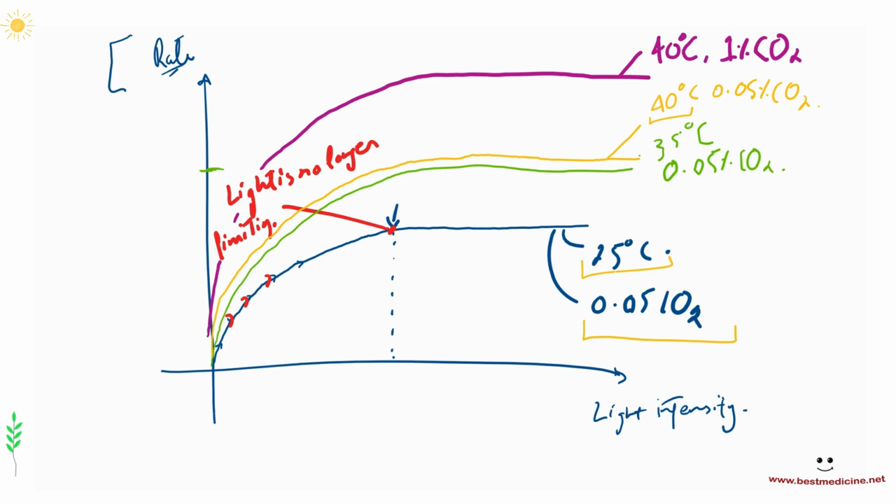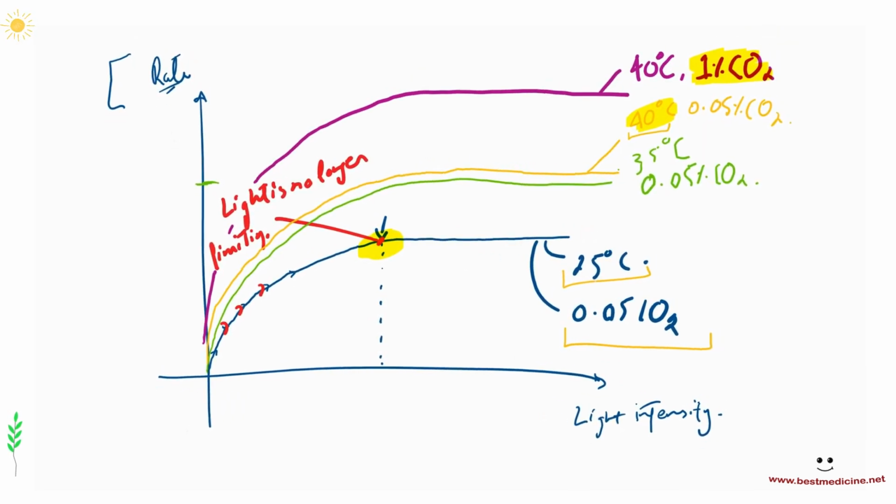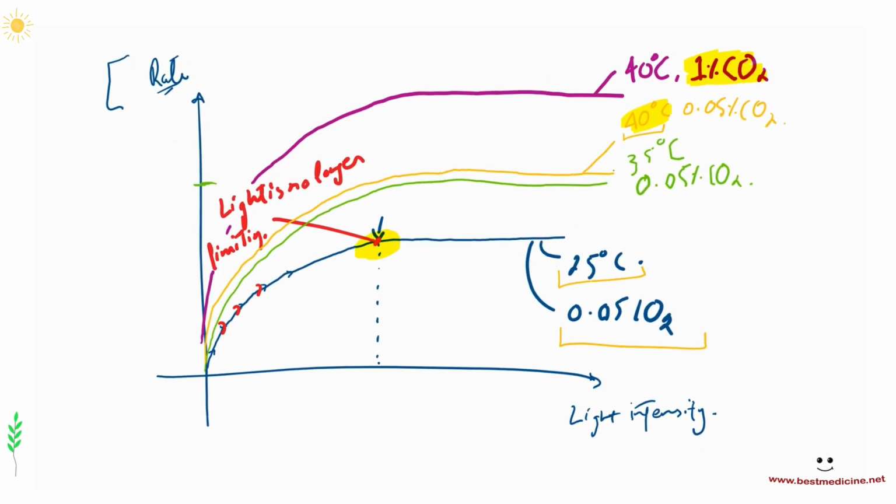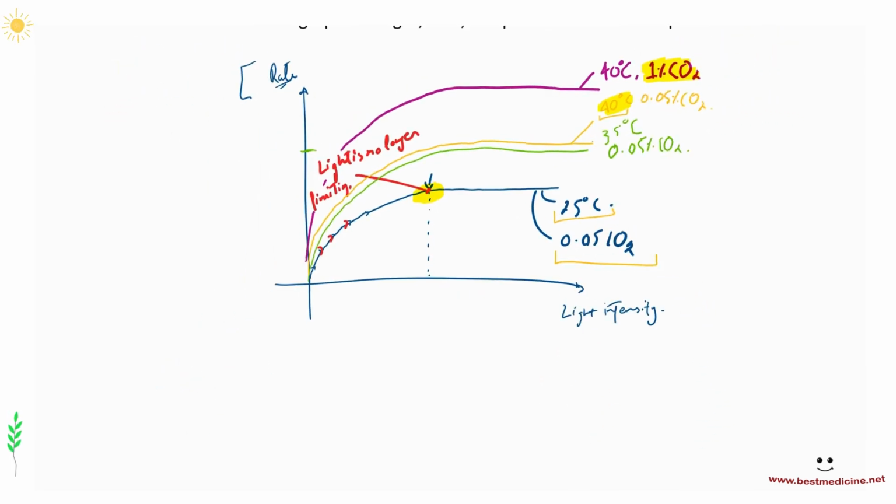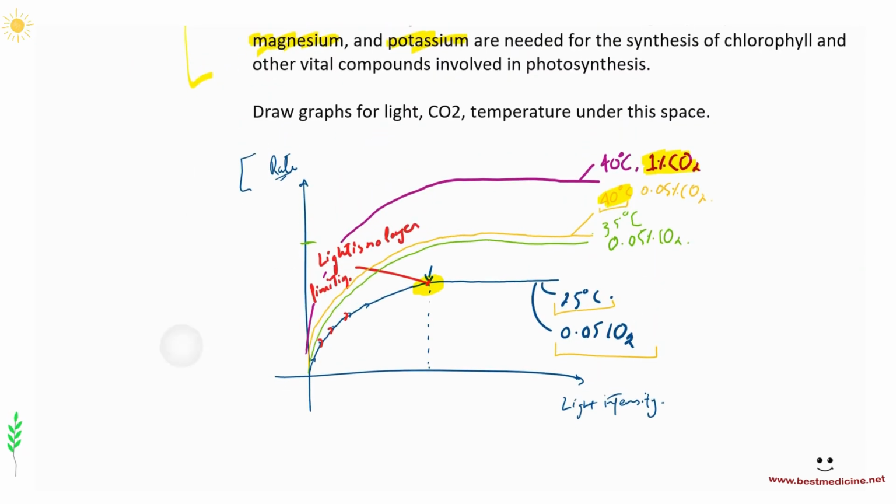So for example, light is no longer limiting for the first experiment that we saw here, okay? The second experiment, we saw temperature is no longer limiting. And if you keep on going with CO2, probably CO2 will no longer be limiting at some point. And we'll have to look at some other thing. Maybe the amount of chlorophyll content, or maybe something else. Okay, so that's very, very simple.